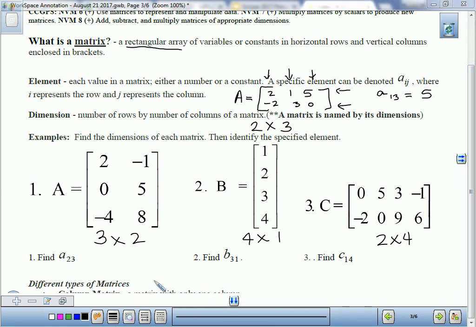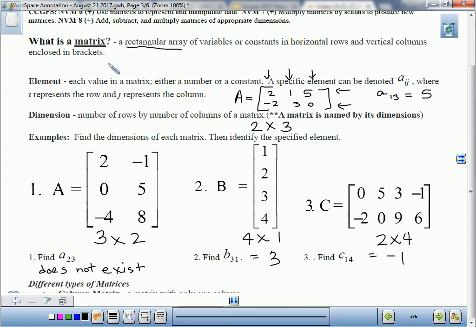Okay, now we're to identify certain elements. Now, number 1 says row 2, column 3. There's no column 3, that does not exist. Okay, now we could identify A 3,2, couldn't we? A 3,2 would be 8. Okay, all right, B 3,1 is 3. C 1,4 is -1.